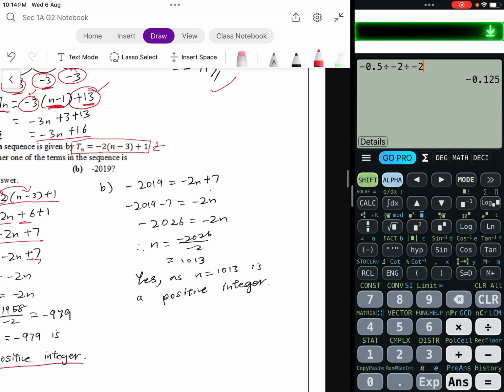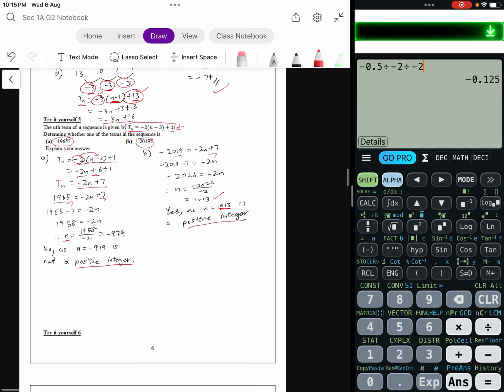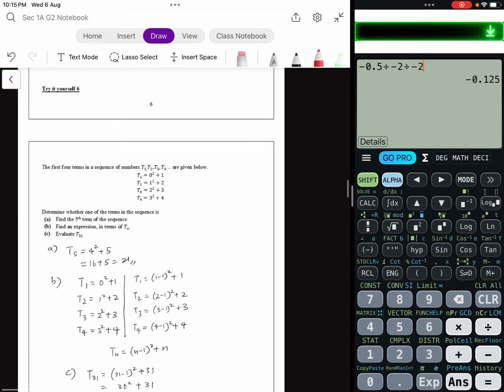Okay, so we check with B now. We let minus 2019 equal minus 2n plus 7. Down here we minus 7, down here minus 7. So we get minus 2026 equals minus 2n. Divide by minus 2, we get n equals 1013. So is this number a part of the sequence? Yes, because our n, our placing, is a positive integer. Okay, then let's go on to try yourself 6.